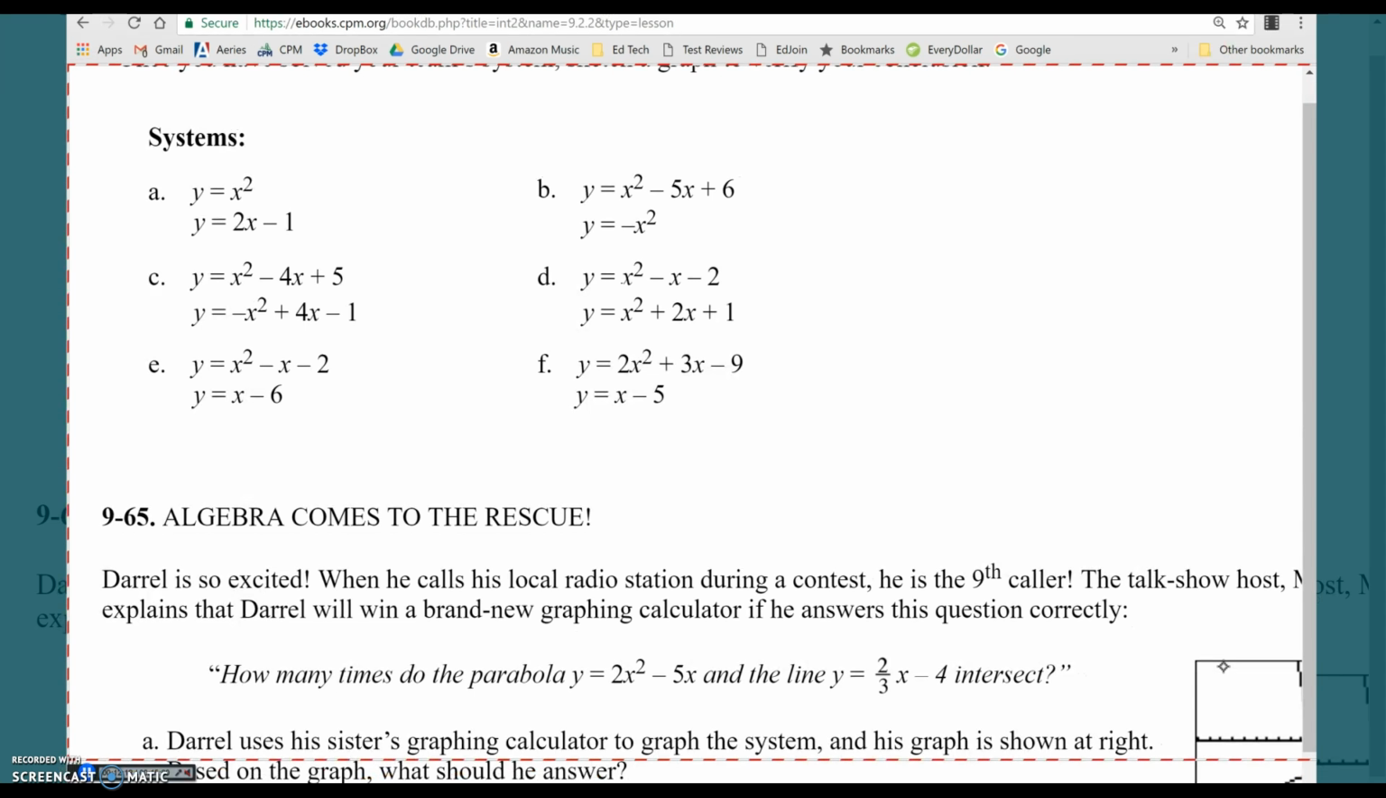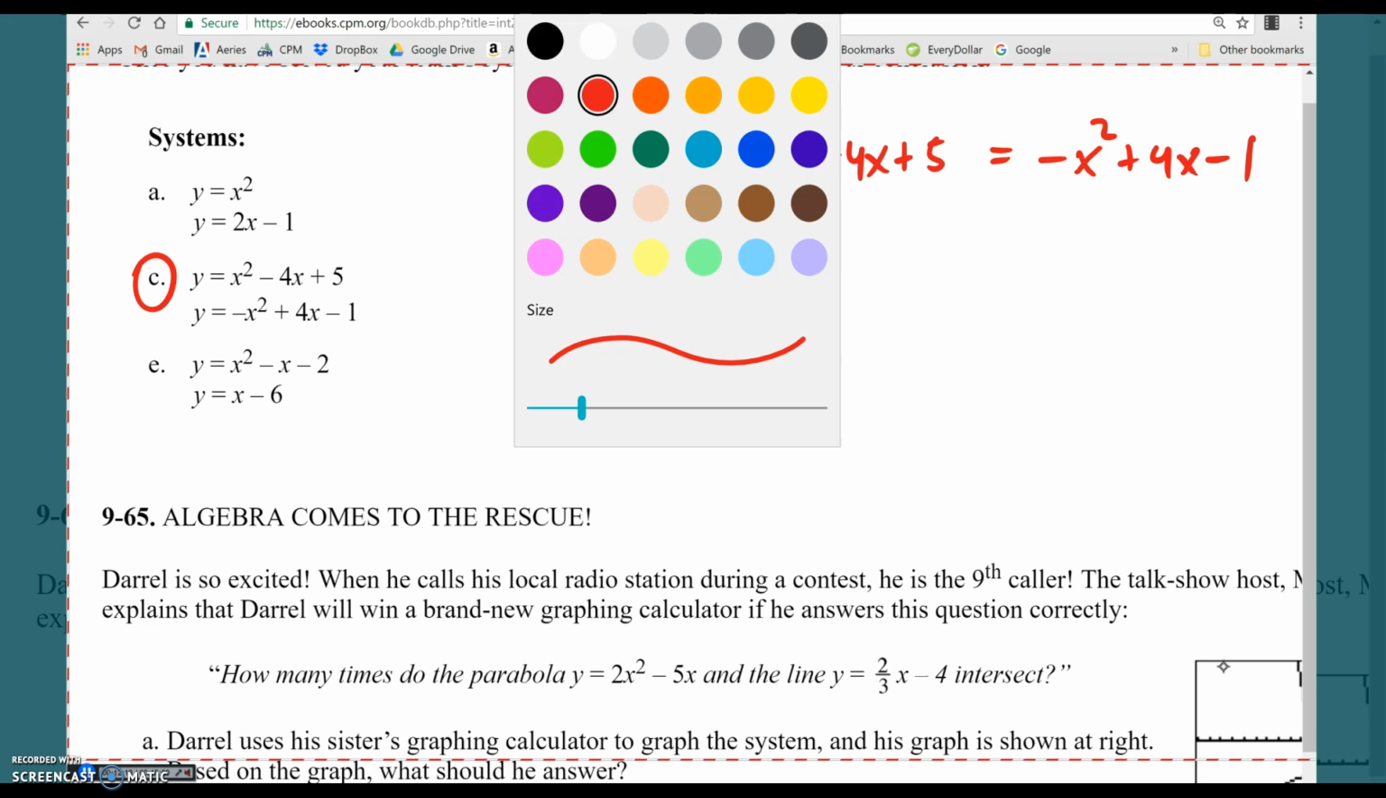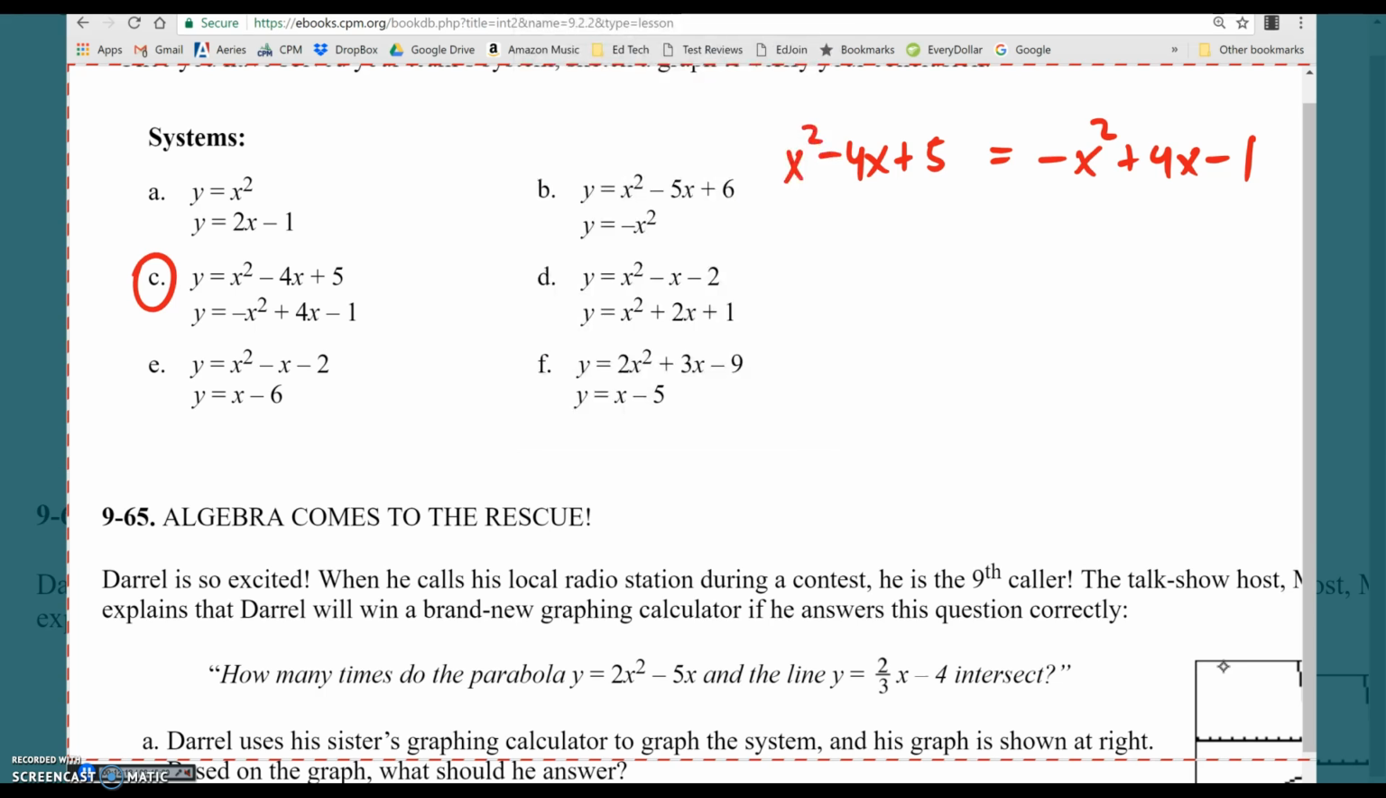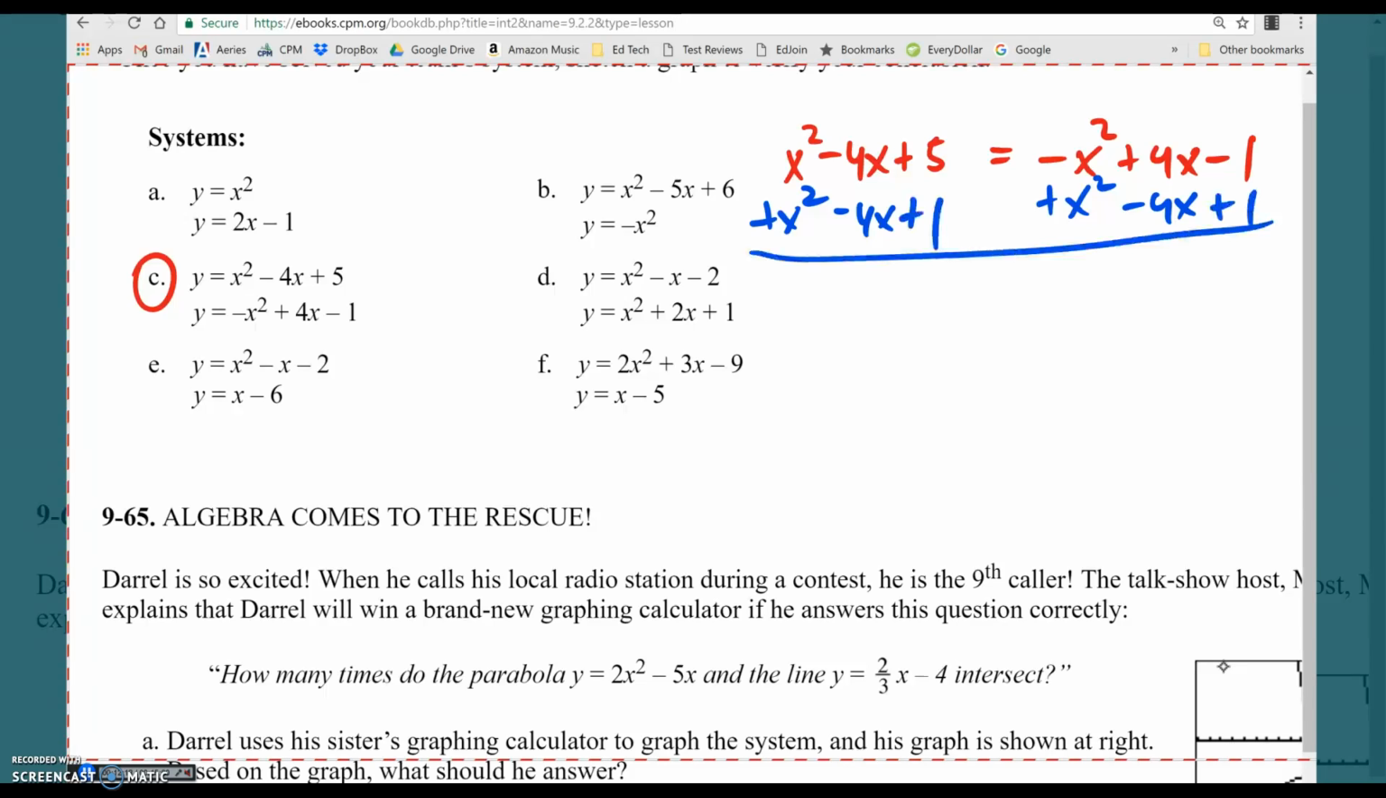So we have y equals x squared minus 4x plus 5, and that's going to be equal to the other one because they both equal y: negative x squared plus 4x minus 1. Alright, this is a quadratic, so let's set it equal to 0. I want to keep x squared positive, so I'm going to add x squared to both sides, subtract 4x from both sides, and add 1 to both sides. So that will be eliminated, and that'll be 0. Now we have 2x squared minus 8x plus 6 equals 0.